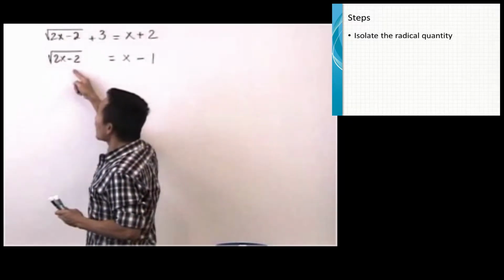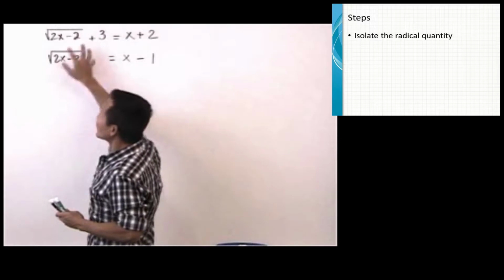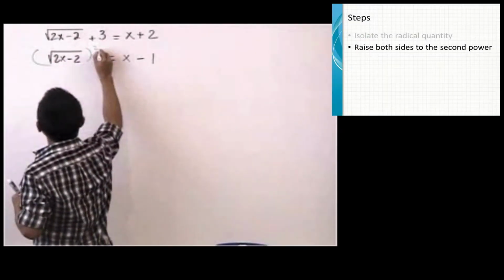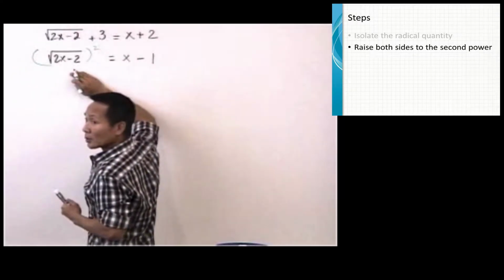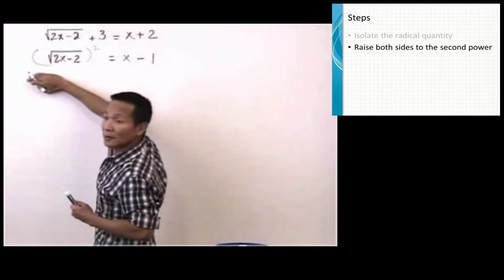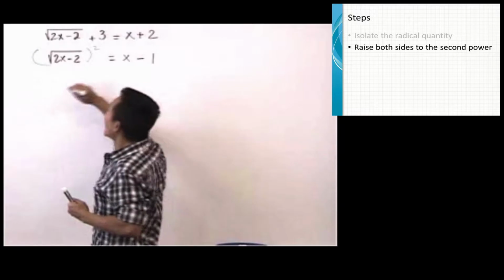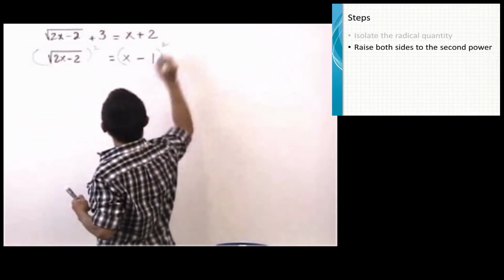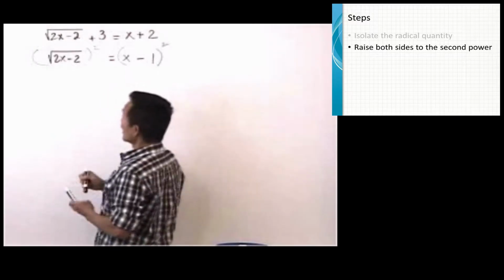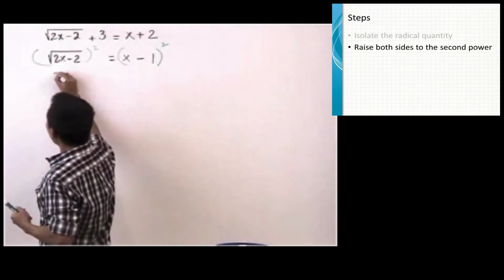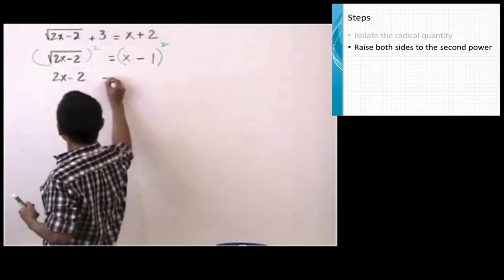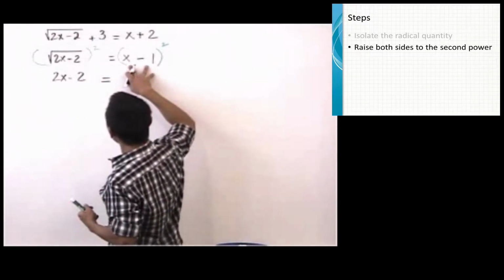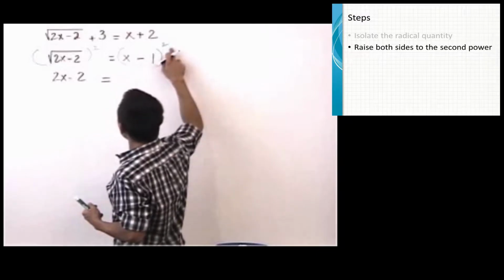Notice this is a square root. If you want to lift the root, we raise both sides to the second power. But please remember, we raise the entire left side to the second power, so therefore we have to raise the entire right side to the second power. So on the left, I only have 2x minus 2 equals. And on the right, I will FOIL x minus 1 to the second power.